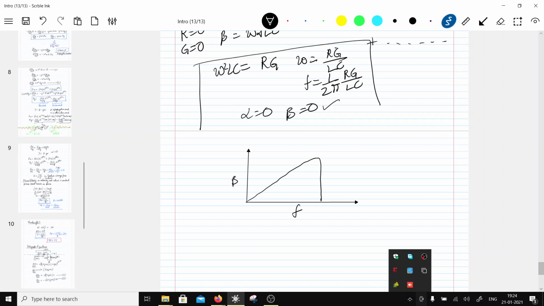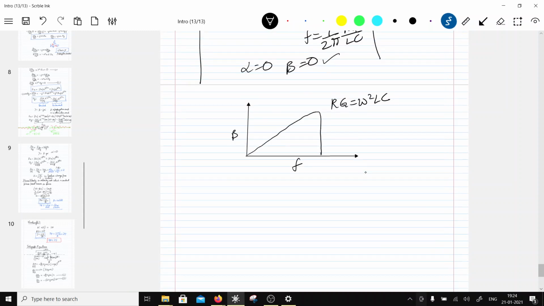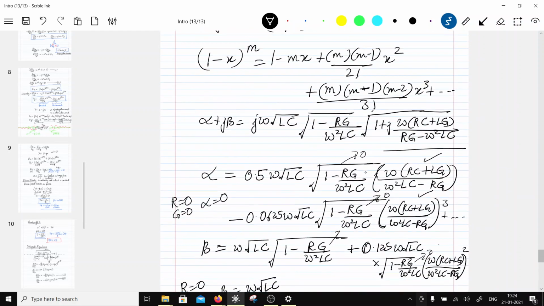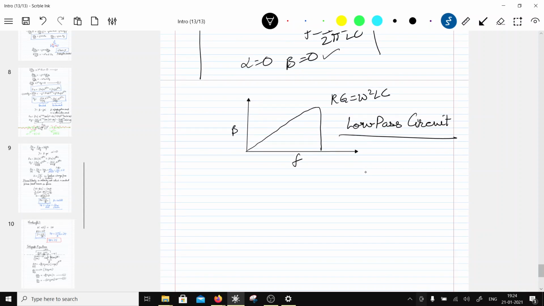So at a certain point beta will become 0, right, because at that point RG is becoming equal to omega square LC. So then even a transmission line is a low pass circuit. So remember this, a transmission line is a low pass circuit. That is the thing which I wanted to derive from all this mathematics, right. That is all you have to remember.